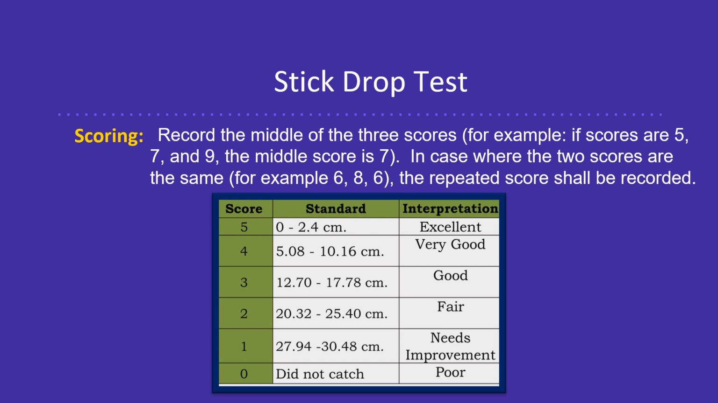So 0 to 2.4 centimeters standard, excellent. For 5.08 to 10.16 centimeter, very good. 12.70 to 17.75 centimeter, good. 20 to 25.40 centimeter, fair. 27.94 to 30.48 centimeter needs improvement. And 0 score for did not catch or poor.